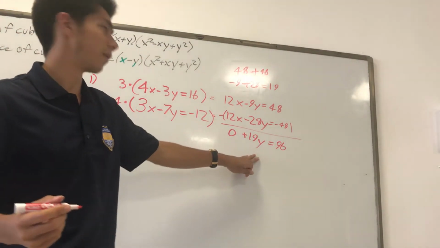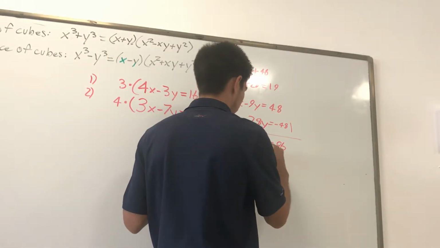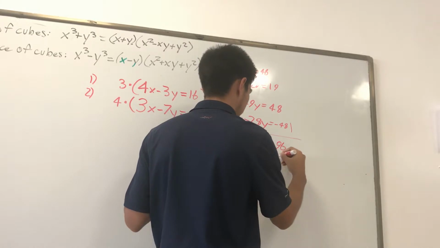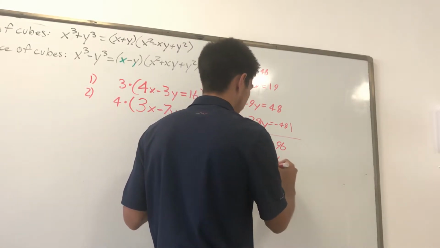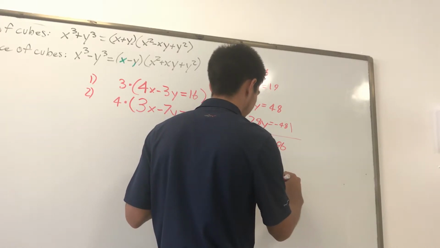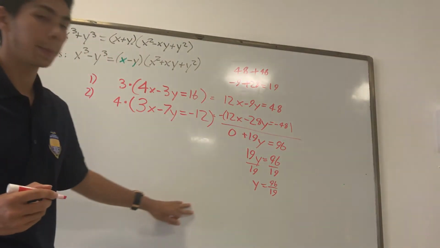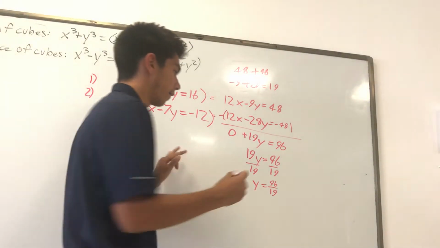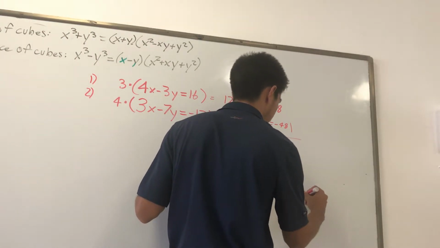Okay, so we've gotten to this point, we've eliminated the x from it, so we ended up with 19y equals 96. From here we just need to get y by itself by dividing by 19. And we get that y equals 96 over 19. Okay? So now we solve for y. If we do that in your calculator, it's equal to 5.053.